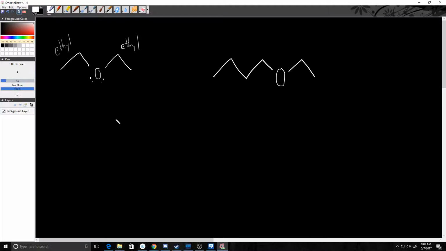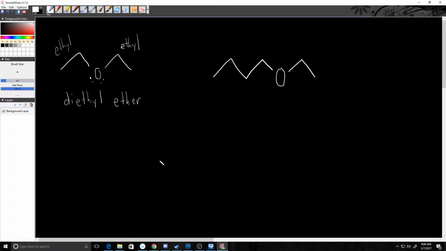This is going to be about the only time that we're not going to have an AN, an EN, or a YN in it. So to name this, we just name both chains since they're both ethyl. I need to indicate there's 2 of them, so this is diethyl. And then to indicate that this is an ether, we just end it with ether.